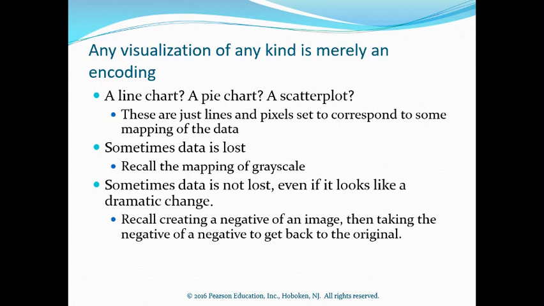A line chart, a pie chart, a scatter plot, these are just lines and pixels set to correspond to some mapping of the data. Sometimes data is lost. Recall the mapping of grayscale. Sometimes data is not lost, even if it looks like a dramatic change. Recall creating a negative of an image, then taking the negative of a negative to get back to the normal.